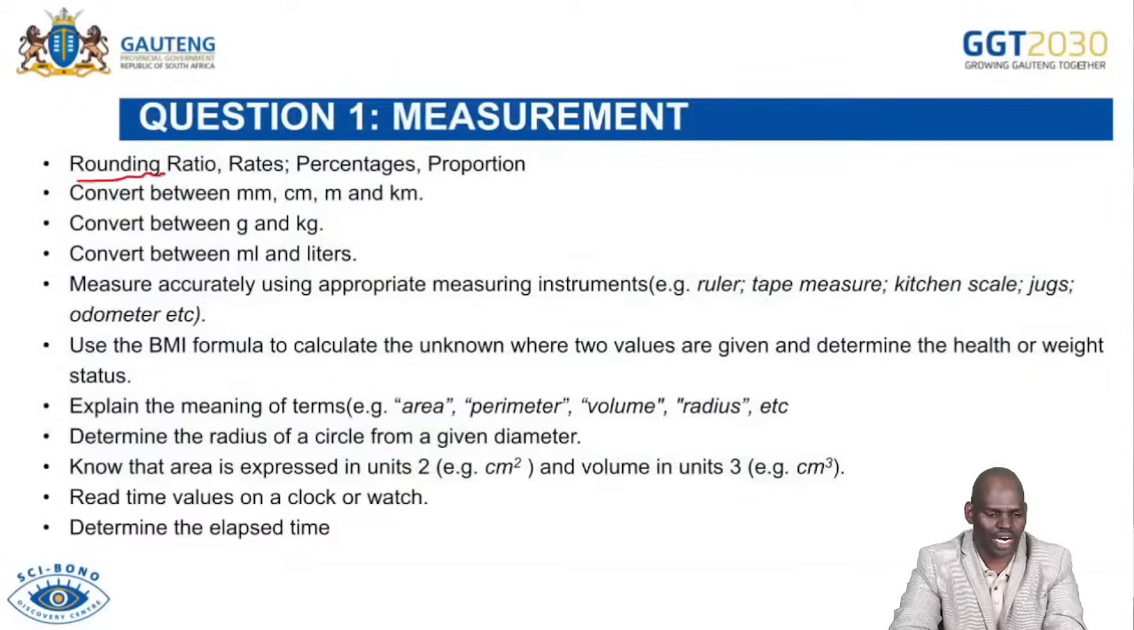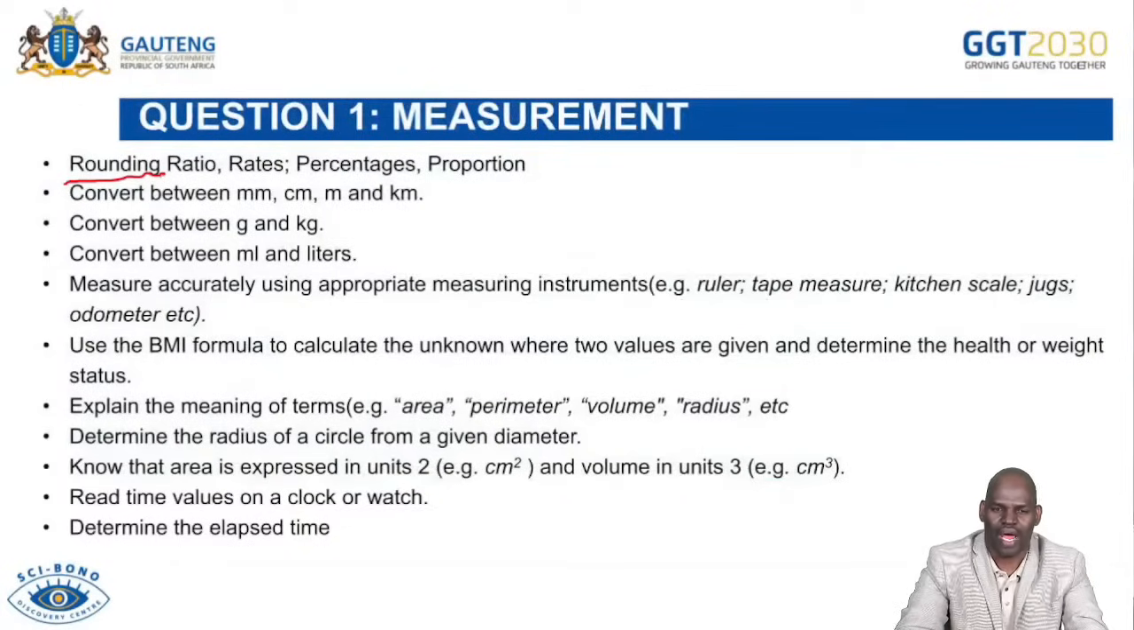Boys and girls, rounding. At this moment, you should be able to answer any question that is based on rounding. If they say round off to 1 decimal place, round off to 2 decimal places, round off to 3 decimal places, round off to the nearest 10, round off to the nearest 100, or round off to the nearest 1000, you should be comfortable with such types of questions.